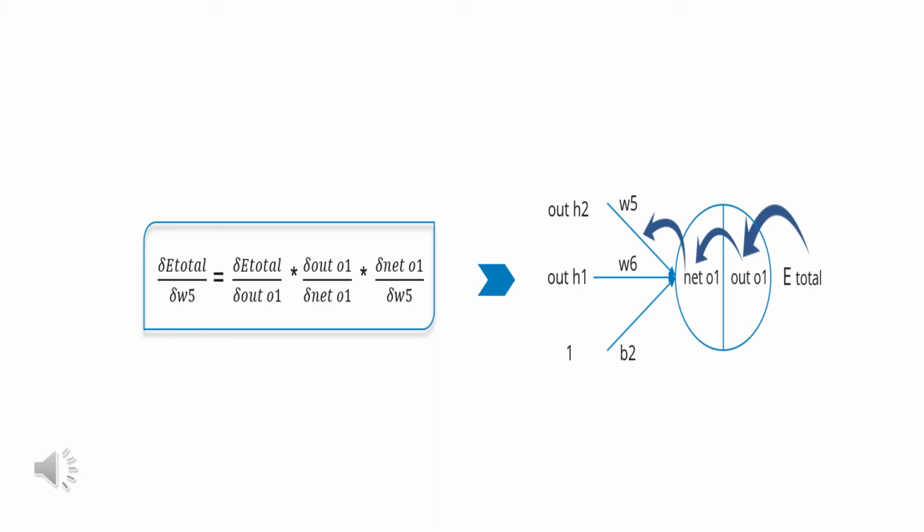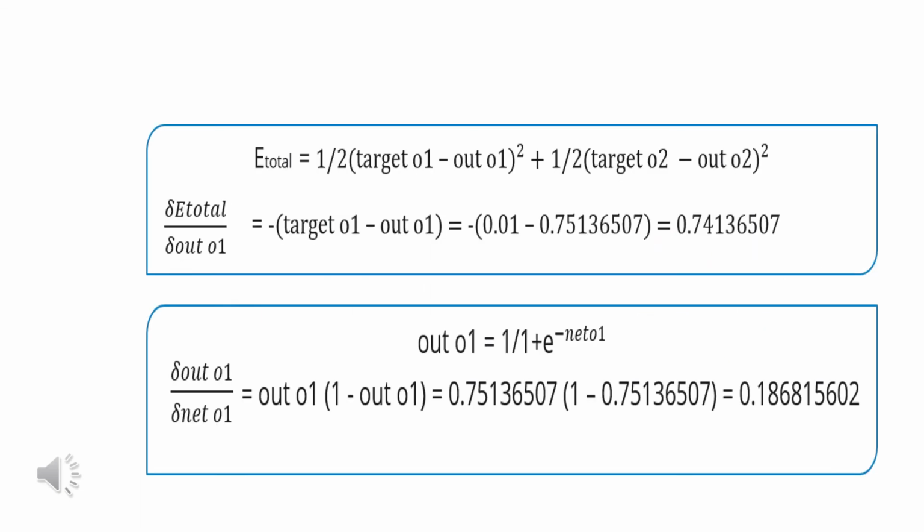Now we will propagate backwards. This way we will try to reduce the error by changing the values of weights and biases. Consider W5. We will calculate the rate of change of error with respect to change in the weight W5. So here we have the formula, that is the partial derivative of E total with respect to W5. You can see the formula on the slide. Since we are propagating backwards, first we need to calculate the change in total error with respect to out O1 and out O2.